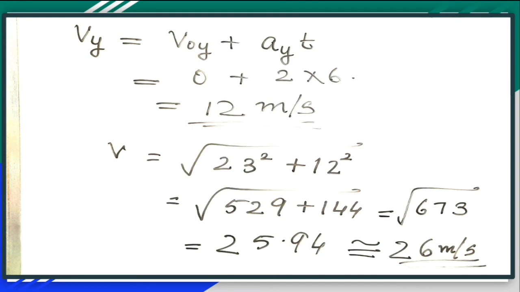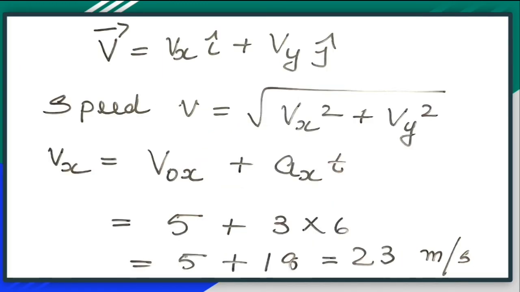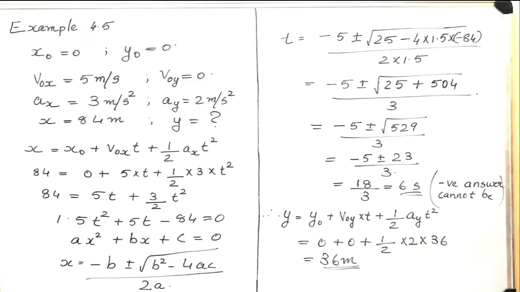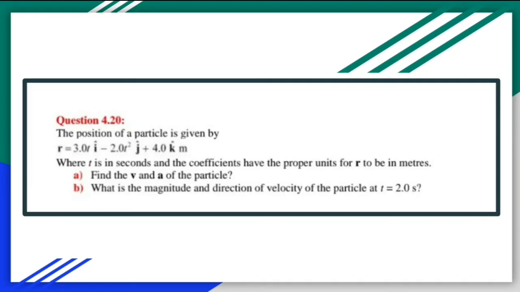So we have v is equal to root of 23 square plus 12 square, that is root 529 plus 144. You will get it around 25.94. So approximately 26 meter per second is the answer. So this is how we need to do this problem. Okay, so you have to do it in component form. That is better. Now in the same manner, we have two problems from exercises similar to 4.4 and 4.5.